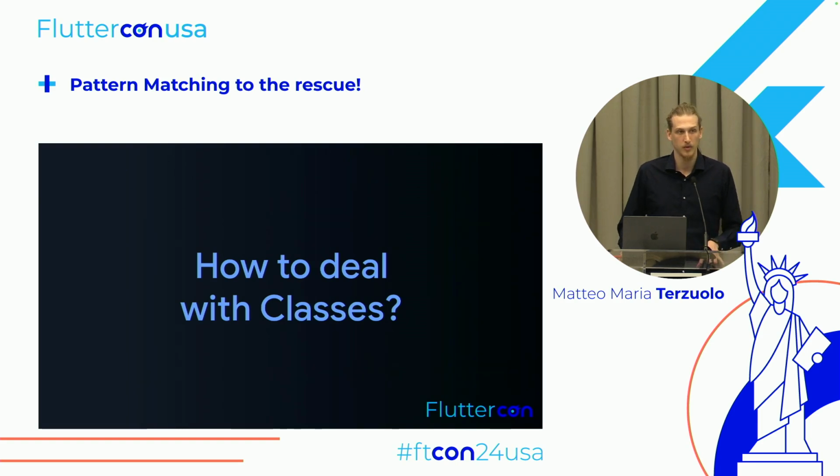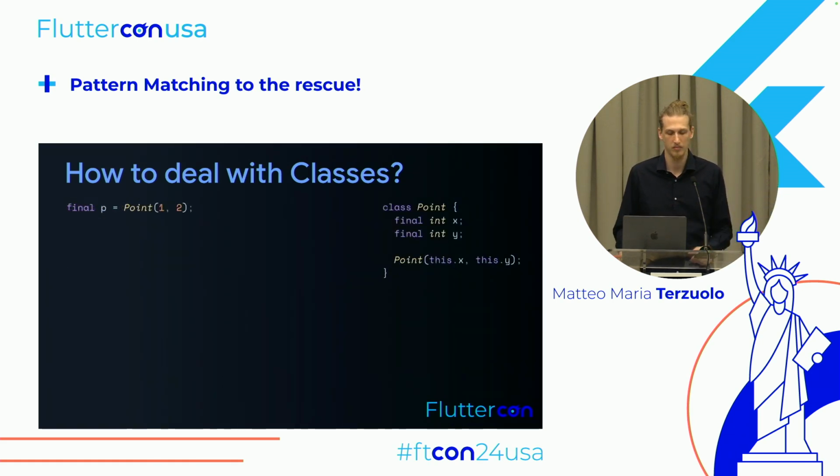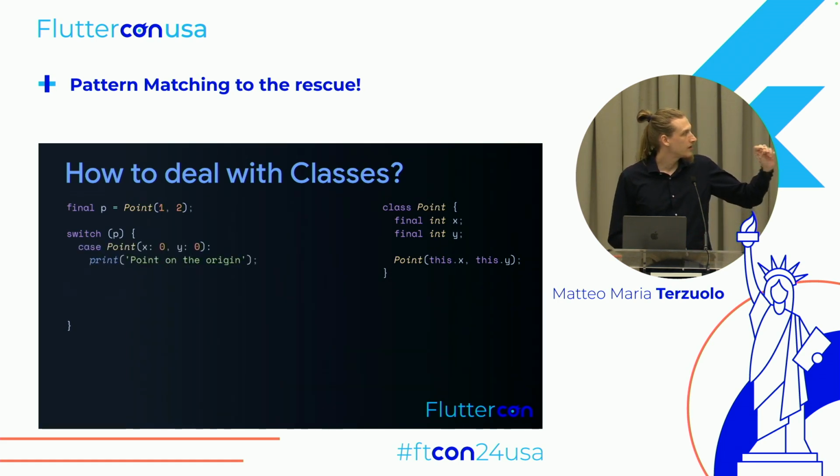How can we deal with classes and switch on them with the new syntax? Take as an example this class, Point. It has an x and y, and we have a simple constructor. We create a point, and then we can switch on it. But look at that syntax. We have a case with Point, and then x and y inside of it.